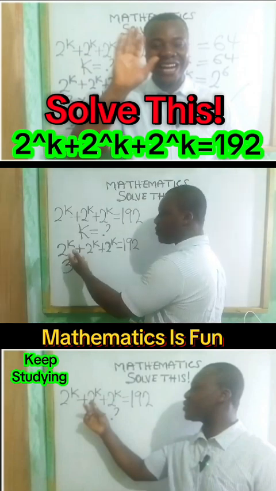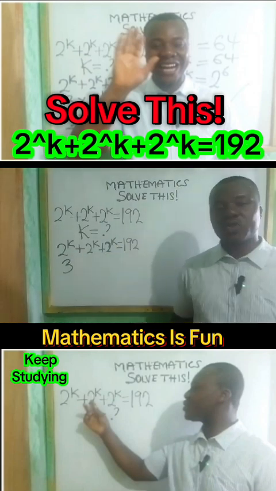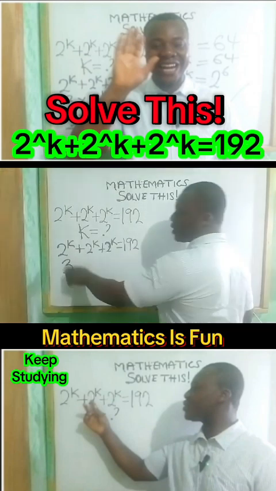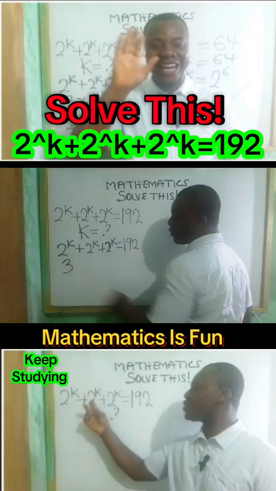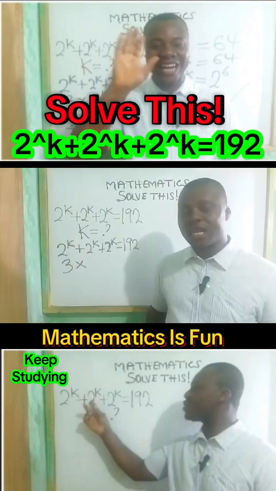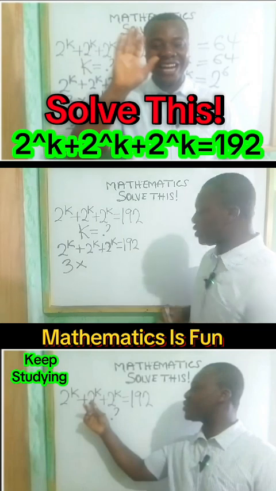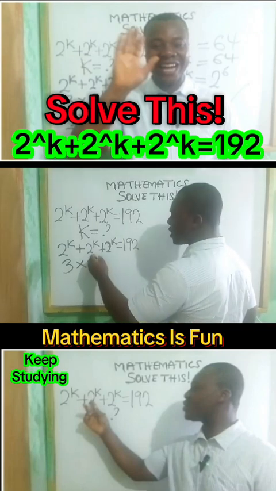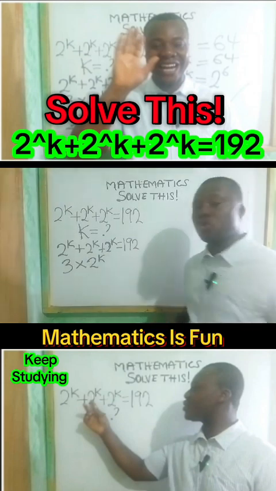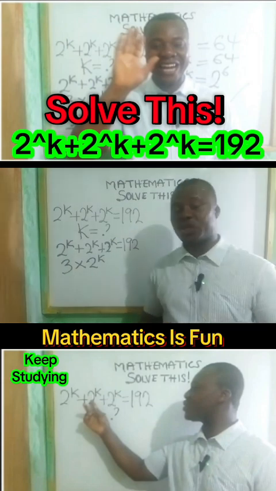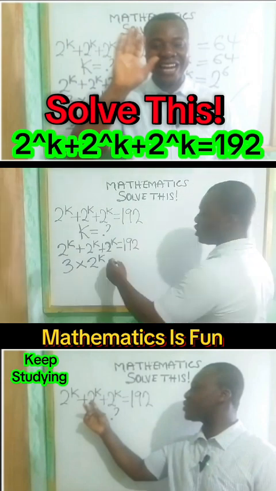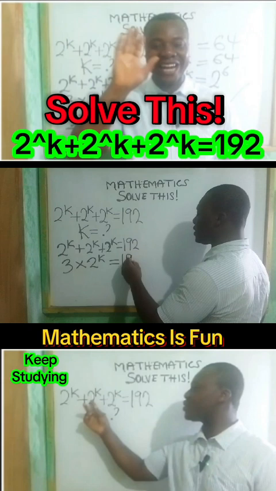So 2 raised to the power k plus 2 raised to the power k plus 2 raised to the power k equal to 192. If we count them, 1, 2, 3, we have 3 times. So this 2 raised to the power k appears how many times? 3 times. That is what it means. That can help us do our cancellation so that we can set our base as the answer, equal to 192.